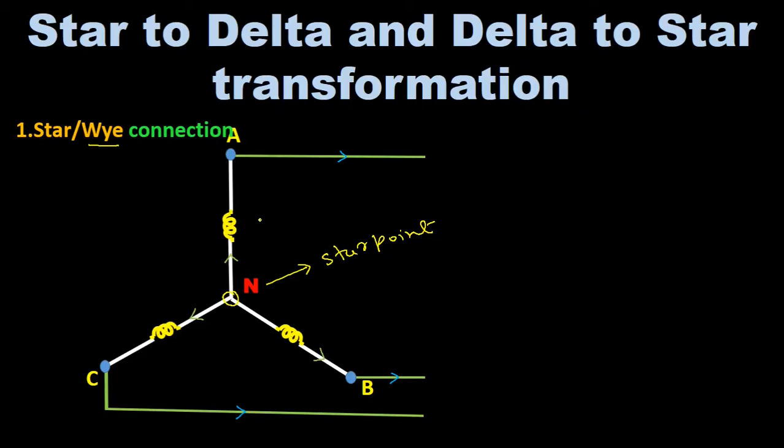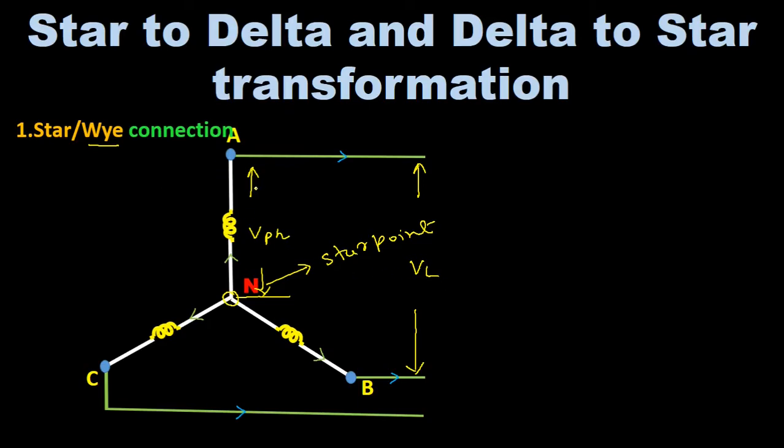Now what is phase voltage? The voltage across each winding is called phase voltage. Here the phase voltage will be taken from this neutral point and it is denoted by VPH. Since 3-phase system has 3 windings, we have 3 phase voltages. Similarly, the line voltage is the voltage between 2 line conductors and it is denoted by VL. Since we have 3 line conductors, we will have 3 line voltages in the star or Y connection.